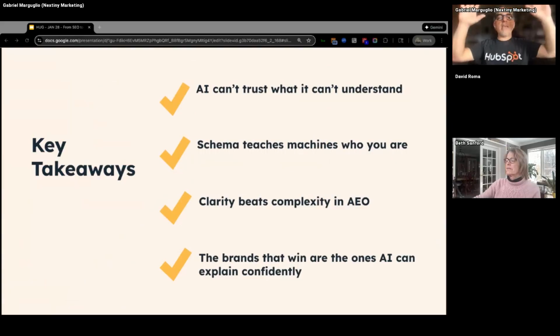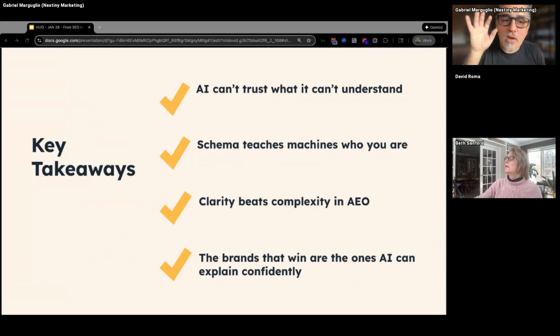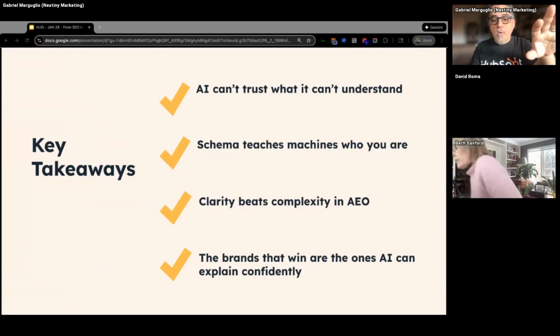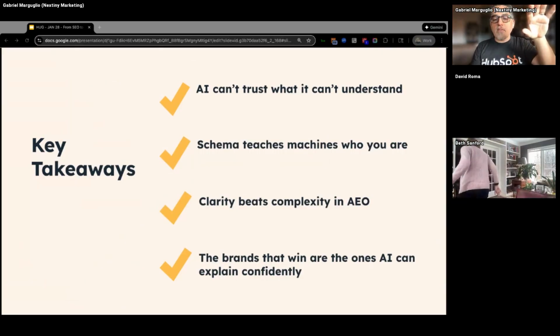So key takeaways: AI can't trust what it can't understand. Schema teaches machines who you are. Clarity beats complexity in AEO. And the brands that win are the ones AI can explain confidently. And I'm going to say it again. The people that win, thank you, Taylor, are the people that are going to be human.